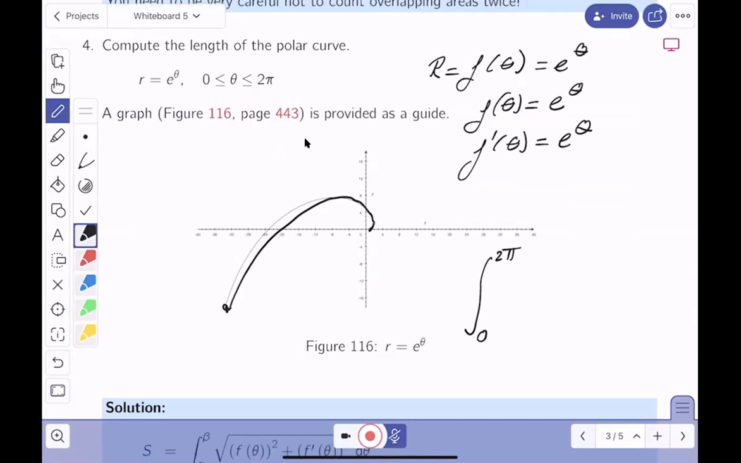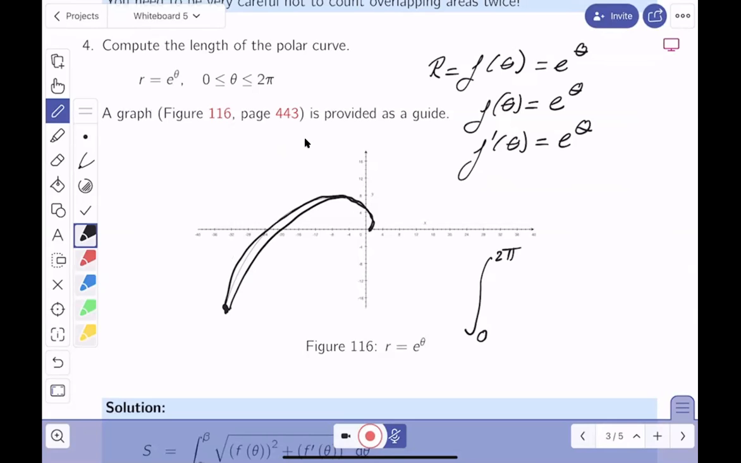Well, 2 pi, what would it be? Oh, that'd be huge. Yeah, this is not the complete picture. This is a partial picture. It doesn't have to be a complete picture, by the way. It keeps flipping around, because at 2 pi, it's going to be a huge number. It's e to the 2 pi. It's off the graph.